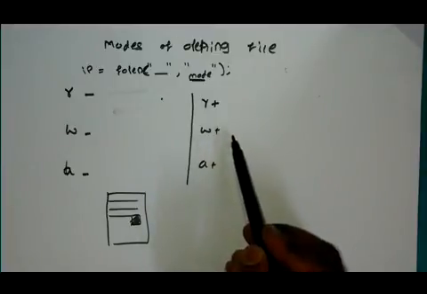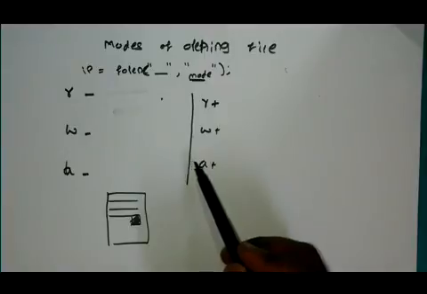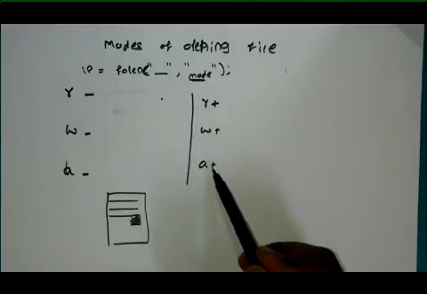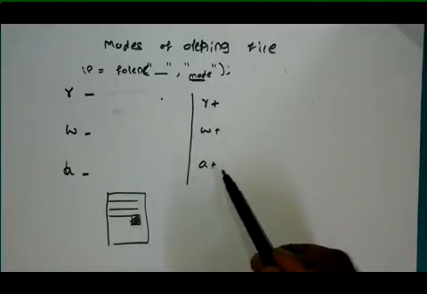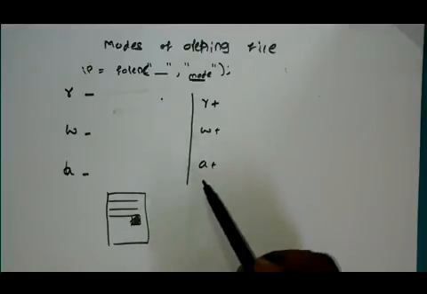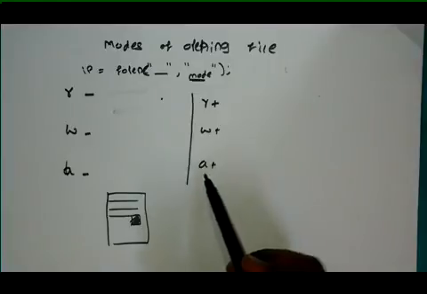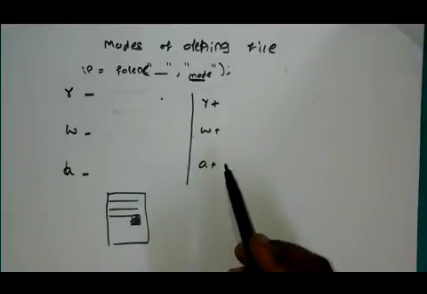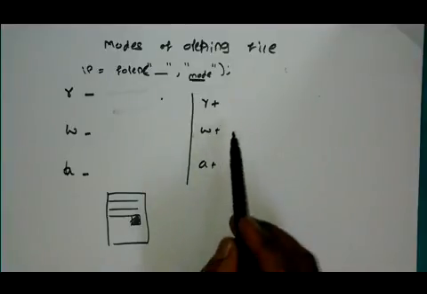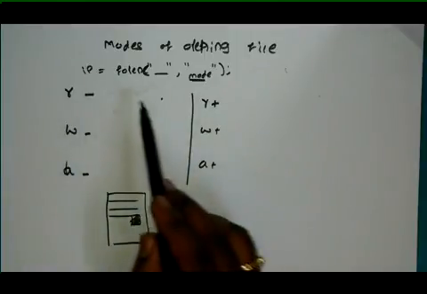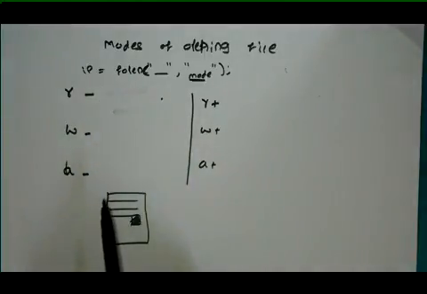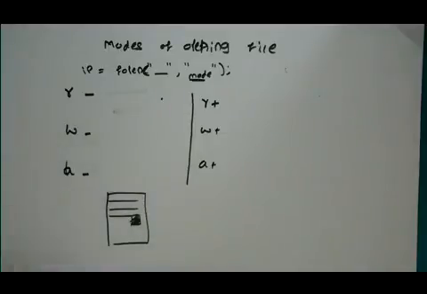A, append mode, the file is opened in append mode, which means that if the file exists, it will transfer the control to the end of the file. If the file doesn't exist, it will create a new file and place the control at the beginning of the file, which is similar to W mode. If you want a combination of read and write, or write and append, or read, write and append, in that case you can go for these modes R plus, W plus and A plus.